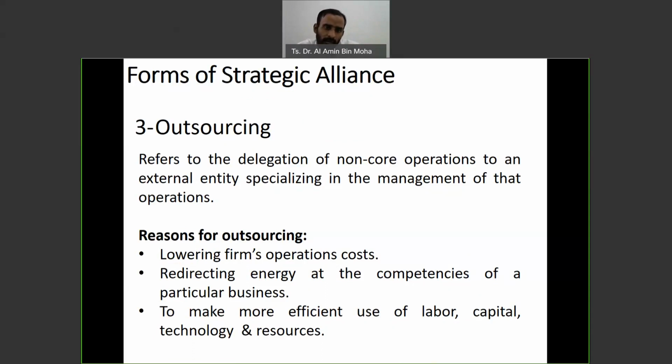Okay, and then you outsource it to other people, to another company that has the same expertise as you. Okay. What are the reasons? Lowering the firm's operation costs, redirecting energy at the competencies of a particular business, or making more efficient use of labor, capital, technology and resources.